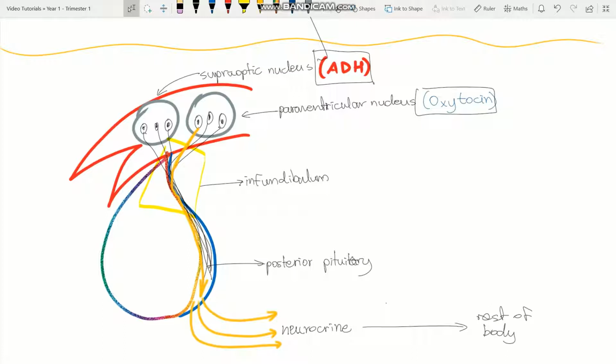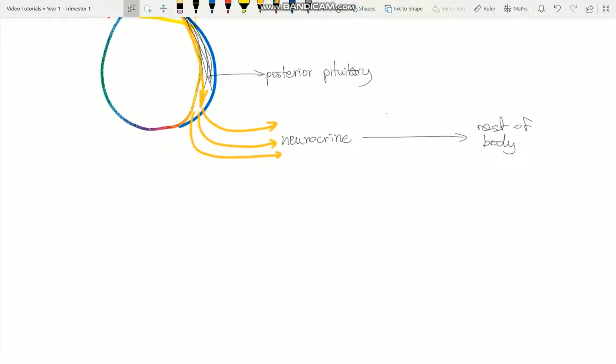These hormones that are synthesized in the neuronal cell bodies in the hypothalamus are then transported through the infundibulum and into the posterior pituitary gland, where they are stored in these axonal bodies, and then eventually released into the bloodstream through neurocrine signaling to reach the rest of the body. These places for ADH, for example, can be the kidneys, and for oxytocin, for example, can be the breasts or uterus.